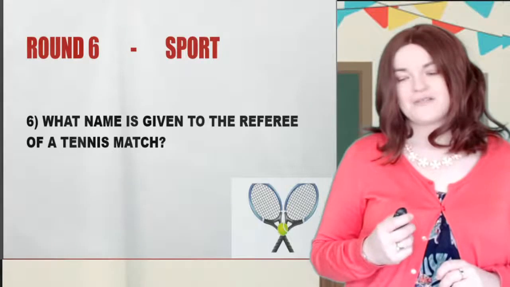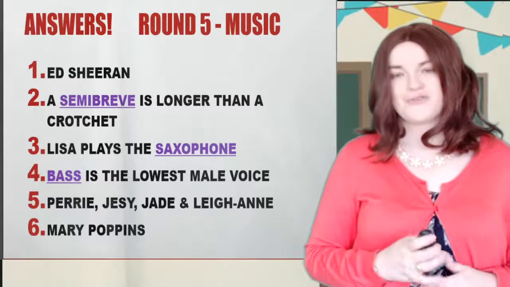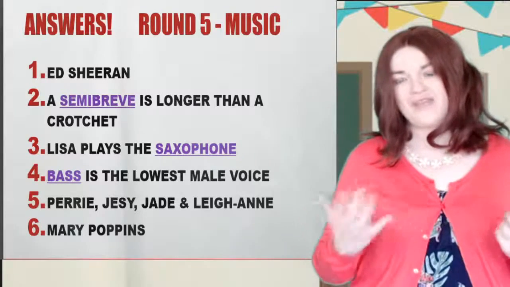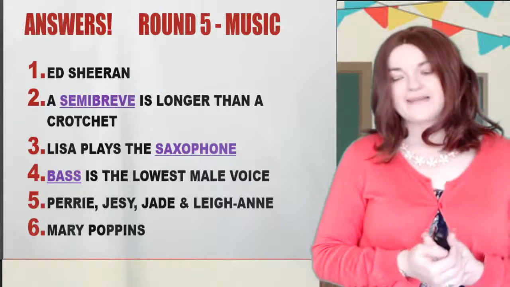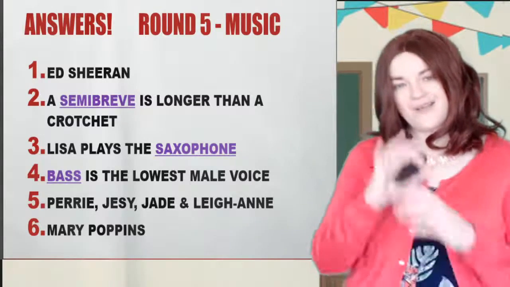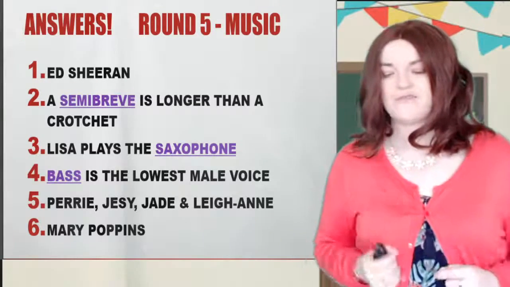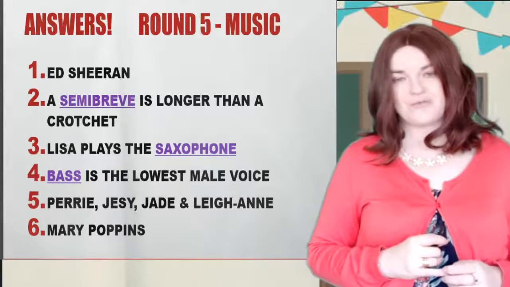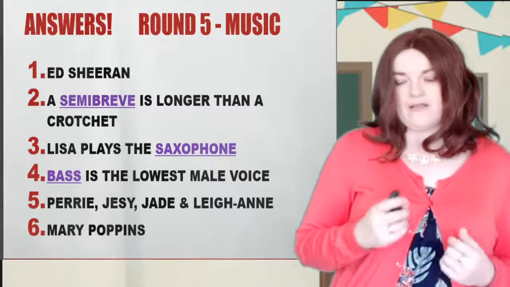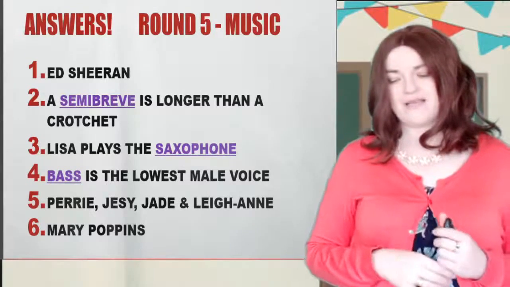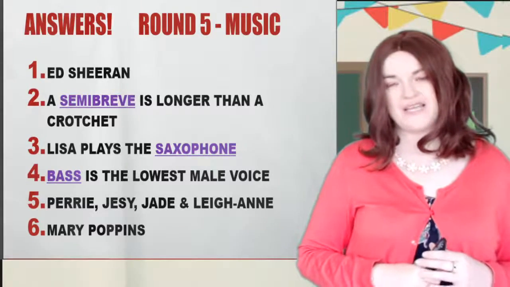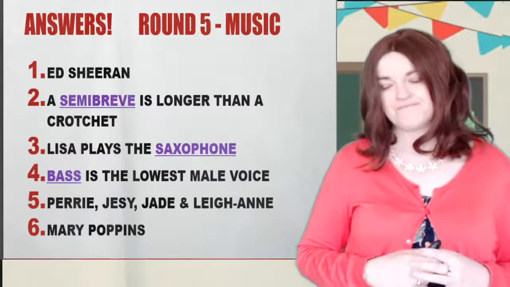Okay, so that's your last round. So the answers. Ed Sheeran has the albums called Divide, Multiply, etc. A semi-breve is longer than a crotchet. Lisa plays the saxophone. Bass is the lowest male voice. It's all about the bass, about the bass. The names of Little Mix are Perrie, Jesy, Jade and Leigh-Anne.